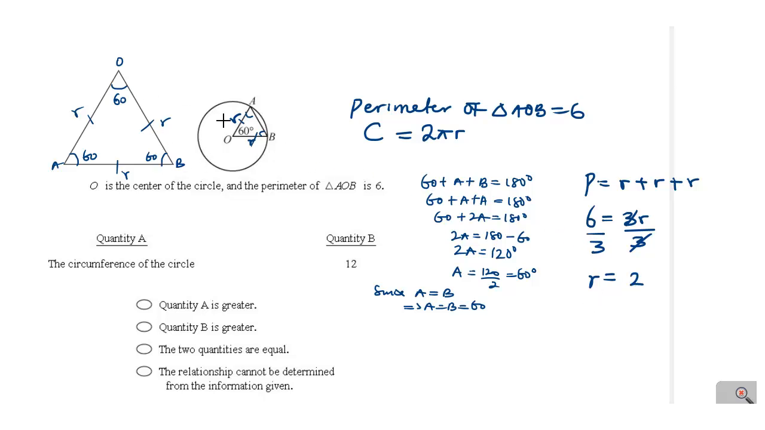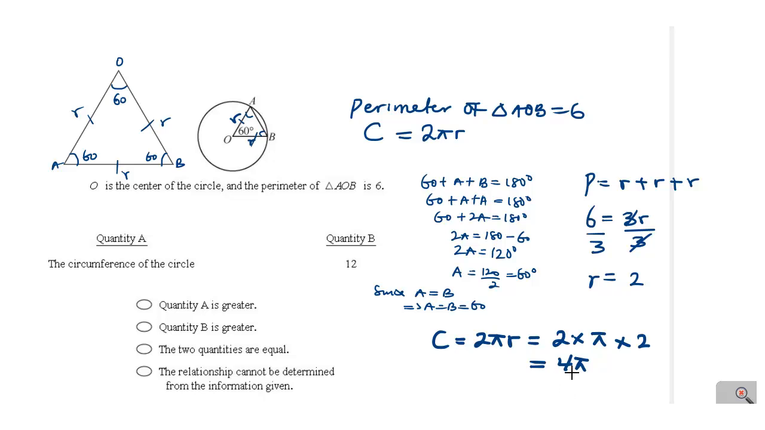So the radius of this particular triangle is 2, and the length of AB, which is the same thing as the radius in terms of length, is also equal to 2. So we can therefore use that to calculate the circumference. So C will be 2 pi r, which is equal to 2 times pi times 2, and 2 times 2 is 4 pi.